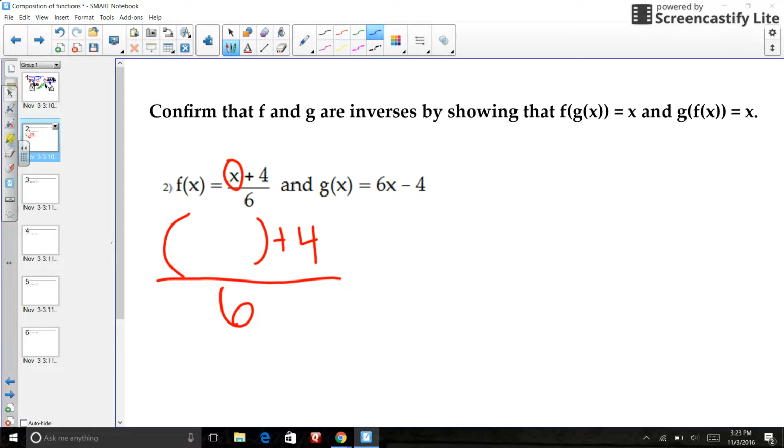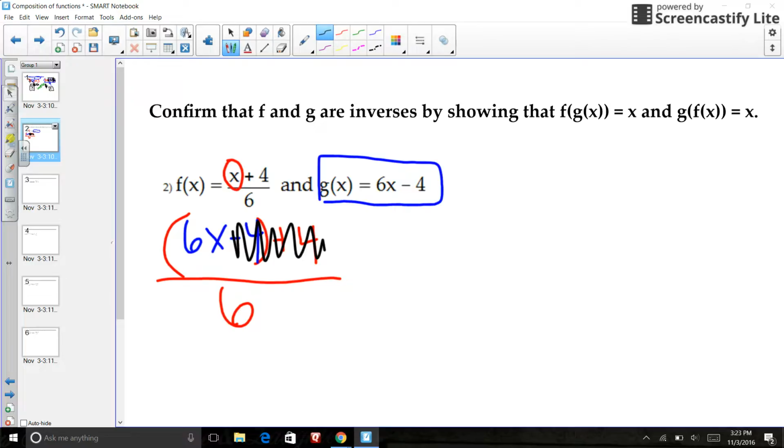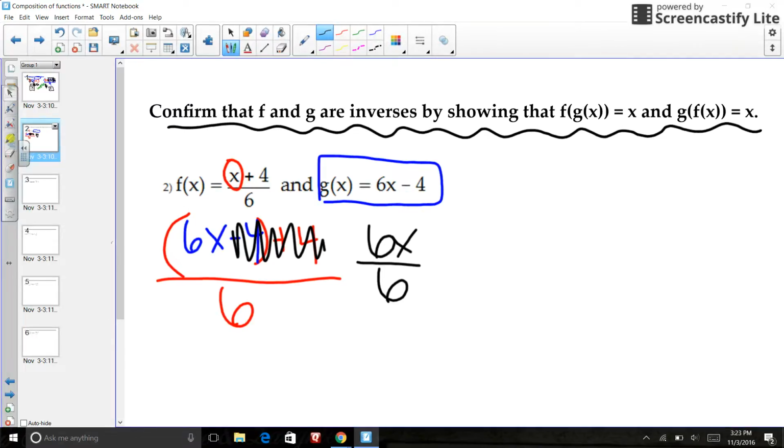All right, so I'm going to start with my f of x function, which I'm going to do in red. So instead of writing the x there, I'm going to write a parentheses plus 4, and it's all over 6. Then I'm going to take my blue and plug in my whole g of x function, which is 6x minus 4. Do you see how anything simplifies out right away? You may not get rid of those 6's yet, okay? But you can do minus 4 plus 4 gives me 0. So now I've got 6x over 6. Because it says confirm that f and g are inverses by showing that the two compositions equal x, that's my goal. Does it work here? Yes. So there it is.